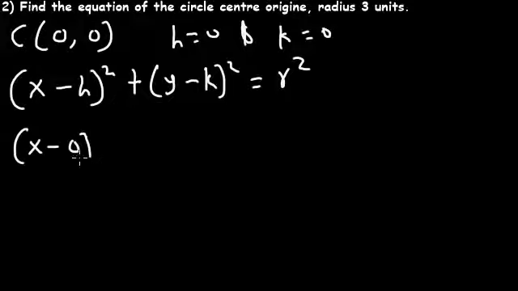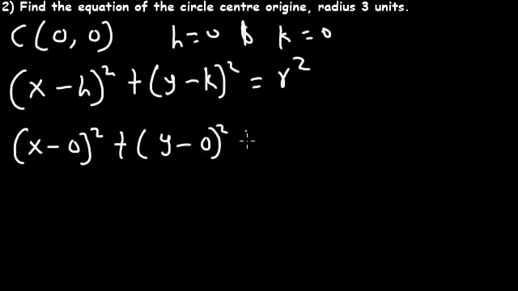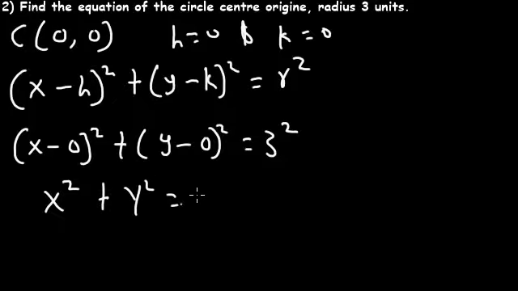(x minus 0) all squared plus (y minus 0) all squared equals, the radius in this case is simply 3, so we can square the 3. And simplifying forward, left over is x squared plus y squared equals 9. And this is the equation of the circle. And that provides the solution to question number 2.